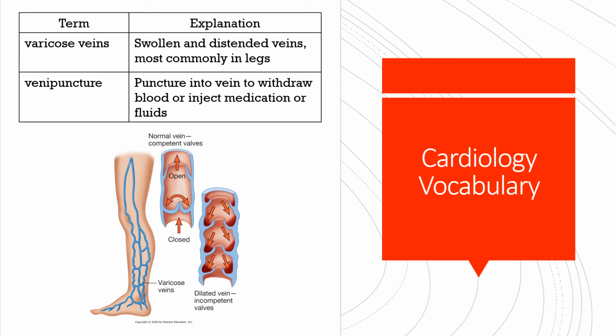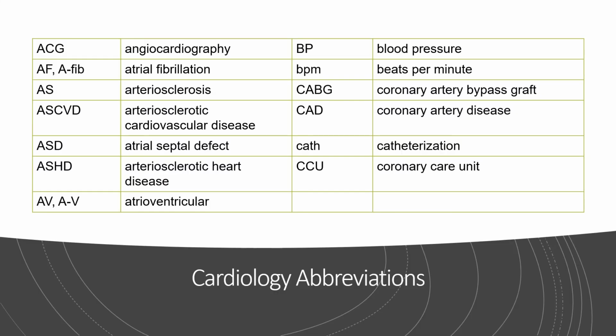Varicose veins are swollen and distended veins. Most often these are going to occur in the legs. Venipuncture is the puncture into the vein to withdraw blood or inject medication or fluids. All right, now let's review some cardiology abbreviations.